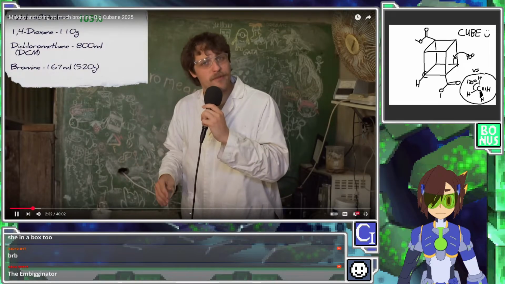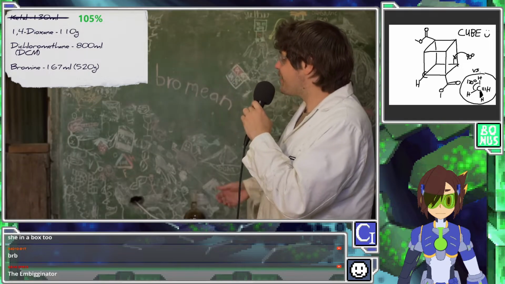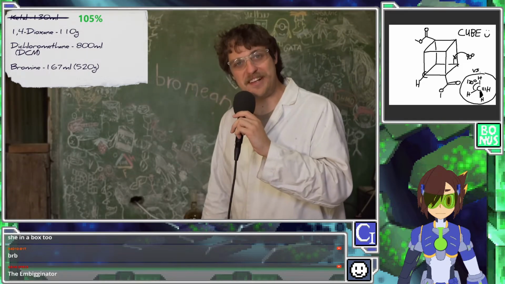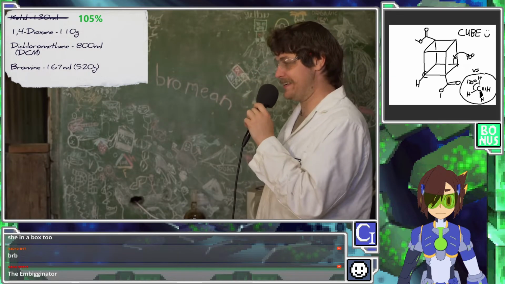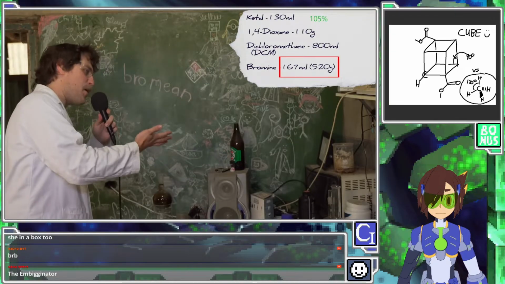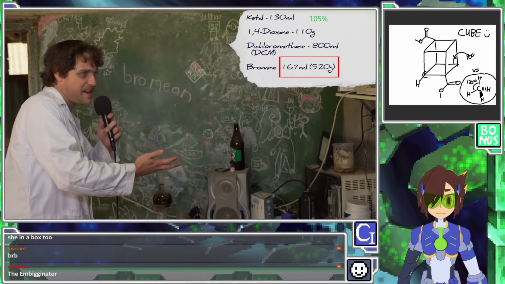So we can strike that off the list. We've already got that. The dioxane, we'll come back to the dioxane because the bad news really is the bromine. It's a lot of bromine. This amount of bromine is not easy to make or handle.